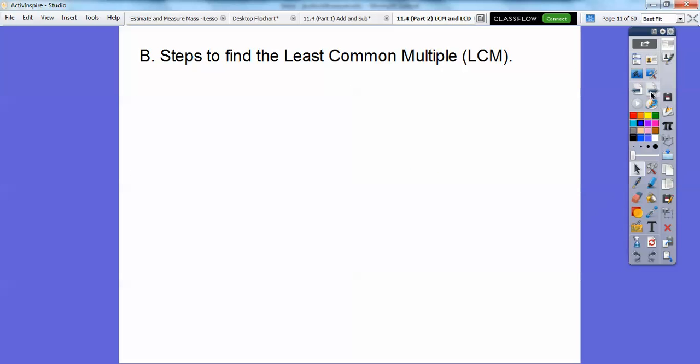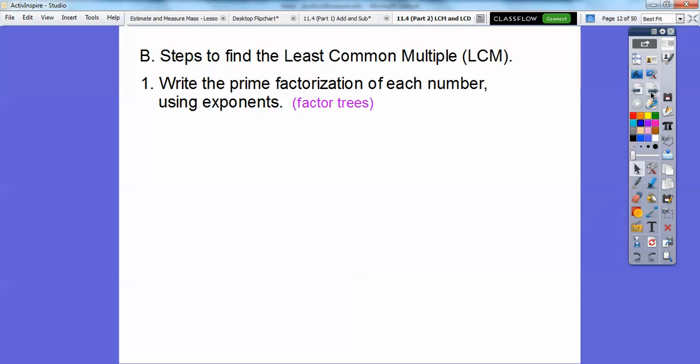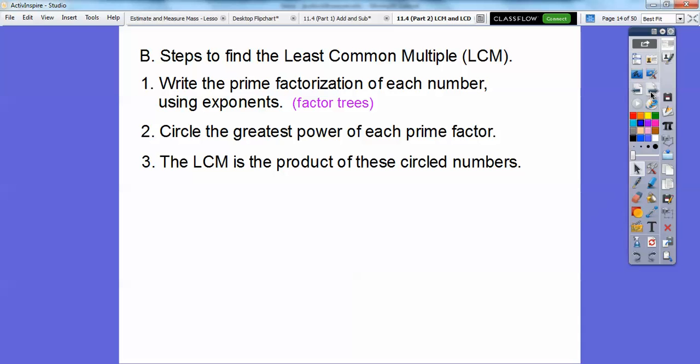All right, so steps to find the least common multiple. Write the prime factorization of each number using exponents, and sometimes they're polynomials, you guys. We'll talk about that as we get a little bit deeper. So remember factor trees, and then what you do is you circle the greatest power of each prime factor. And then your least common multiple is the product. You multiply all of those circled numbers.